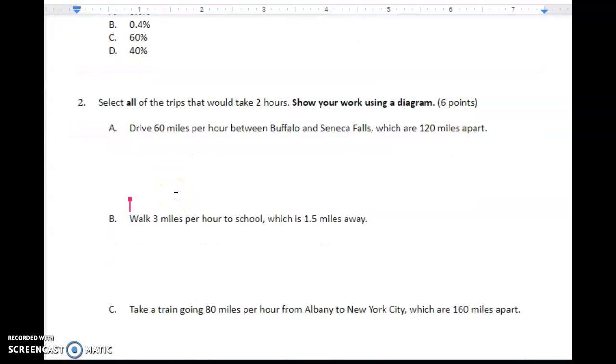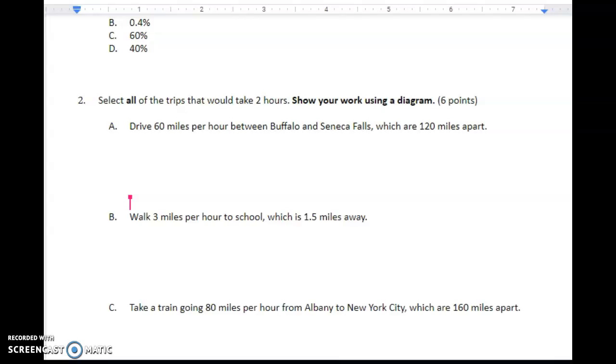Question 2. Select all of the trips that would take 2 hours. Show your work using a diagram. A. Drive 60 miles per hour between Buffalo and Seneca Falls, which are 120 miles apart. B. Walk 3 miles per hour to school, which is 1.5 miles away. C. Take a train going 80 miles per hour from Albany to New York City, which are 160 miles apart.